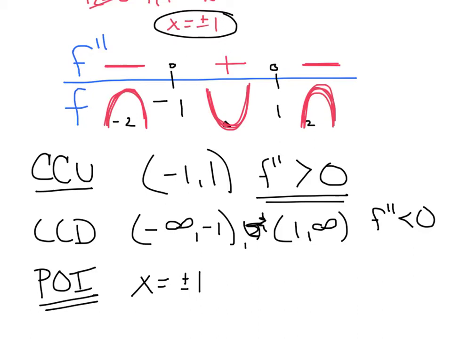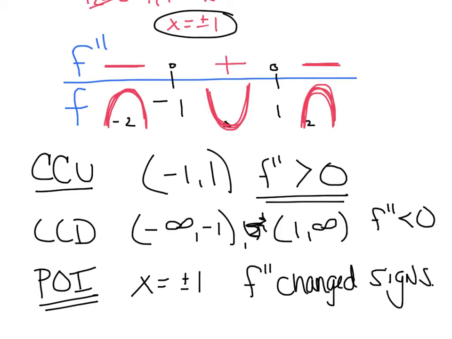Now I don't have to be specific whether I went from positive to negative or negative to positive. All I need to say is f double prime changed signs. And there you have it. So using the second derivative to describe the concavity or the shape of our graph.